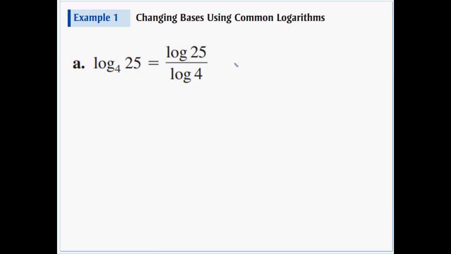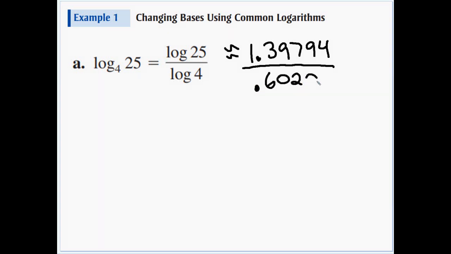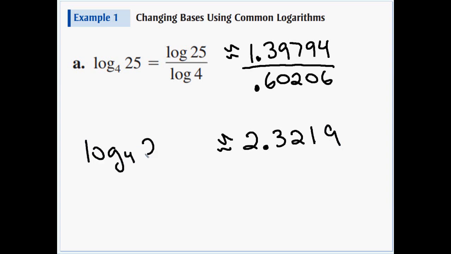And the log of 25 is approximately 1.39794. And we're going to divide that by the common log of 4, and that decimal is 0.60206. And if we divide that numerator by that denominator, again, we get approximately, because these are all rounded, 2.3219. That is our log base 4 of 25. Okay, so there we did that one with the common log.